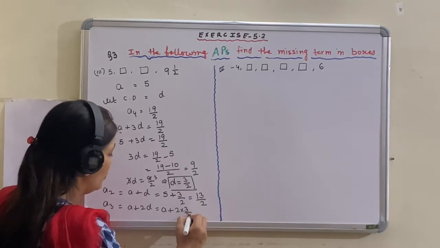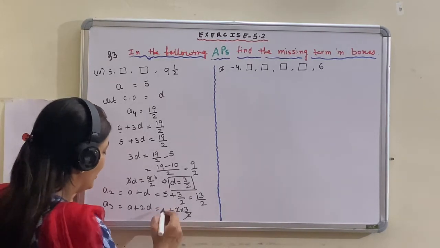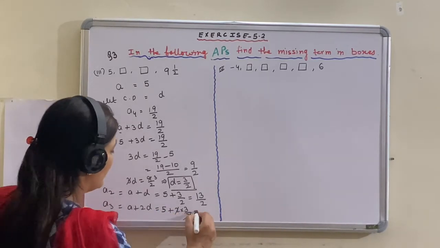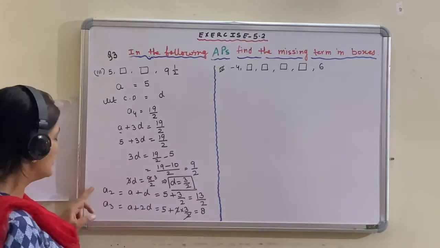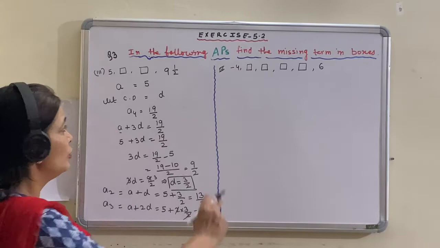D is 3/2, 2 से 2 cancel हो गया, and what is the value of A? The value of A is 5, so it will be 5 plus 3, 8. So second term is 13/2 and third term is 8. Now come to the fourth part.